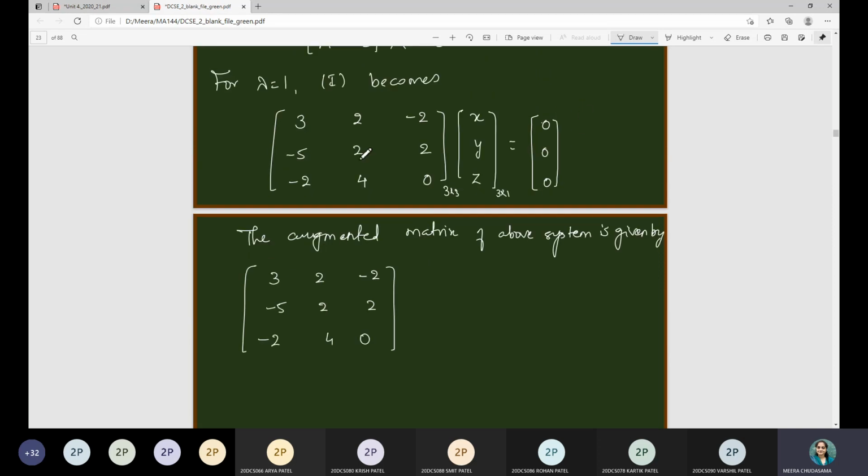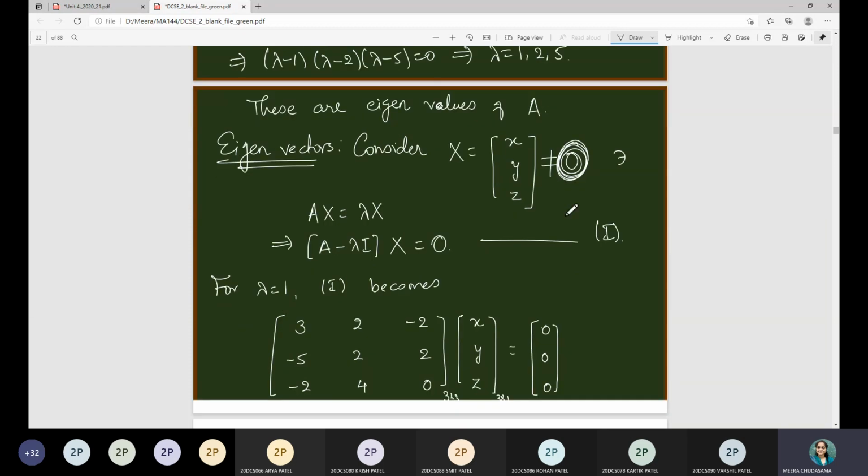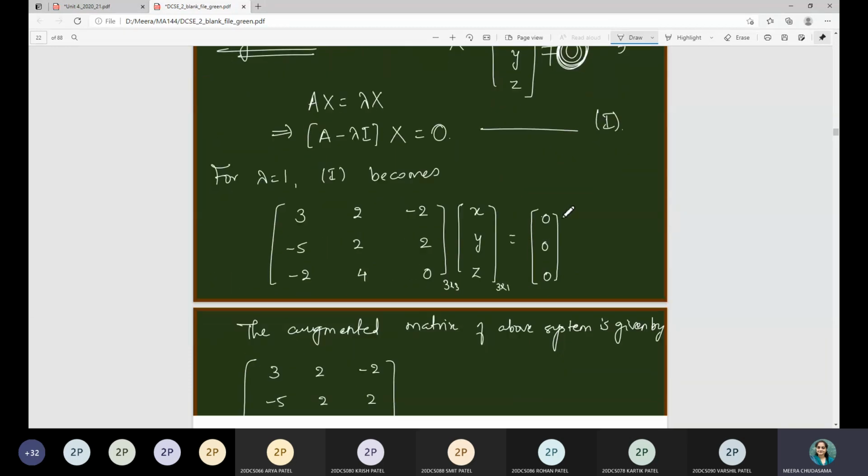Second thing, since this is a homogeneous system of linear equations, you will have two possibilities. Either there will be a trivial solution or infinitely many solutions. Since we have considered our x to be a non-zero matrix, the possibility of a trivial solution is directly neglected from our chosen condition of eigenvector that it should be non-zero, right?